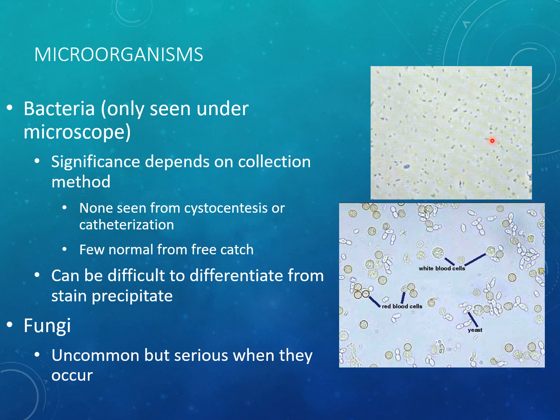Another organism that you may see in urine is fungi or yeast species. The yeast are going to look bigger than the bacteria. Like you can see here, we have a white blood cell, we have some red blood cells, and the yeast are considerably sized compared to those, whereas the bacteria are very small.